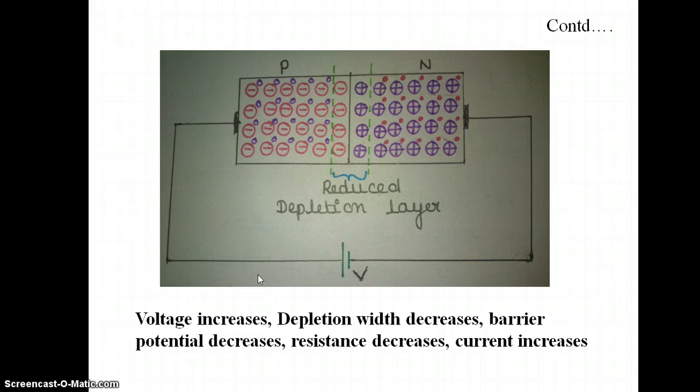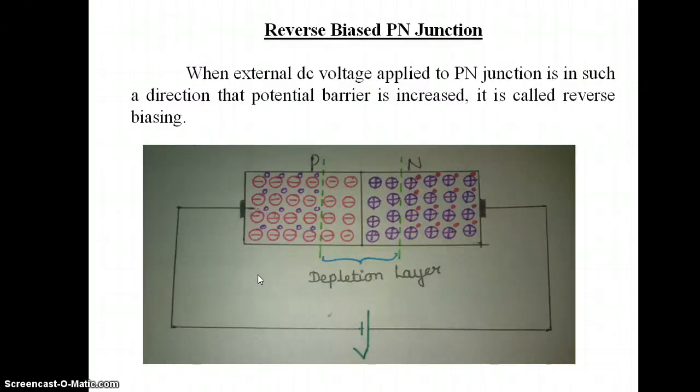Next, we are going to see about the reverse bias PN junction. So, reverse bias PN junction means when the external DC voltage applied to the PN junction is in such a direction that the potential barrier is increased. It is called reverse biasing. So, we should connect the voltage source to the PN junction. Positive terminal of the voltage source is connected to the N region. Negative terminal is connected to the P region.